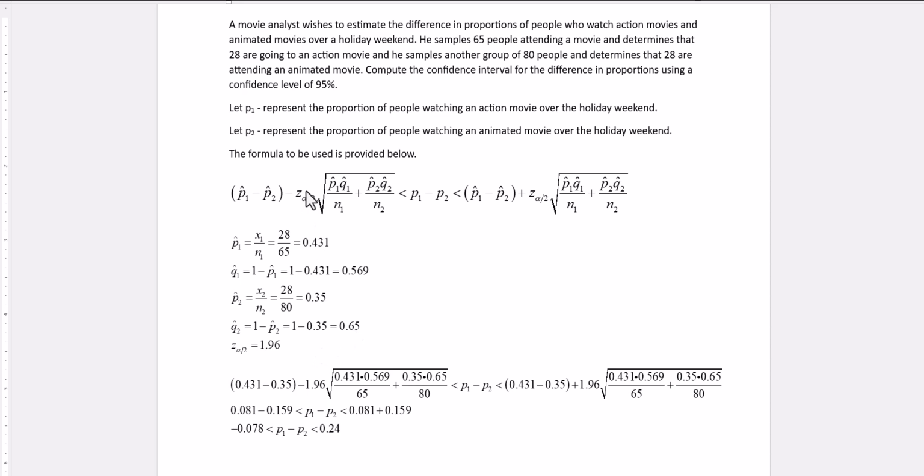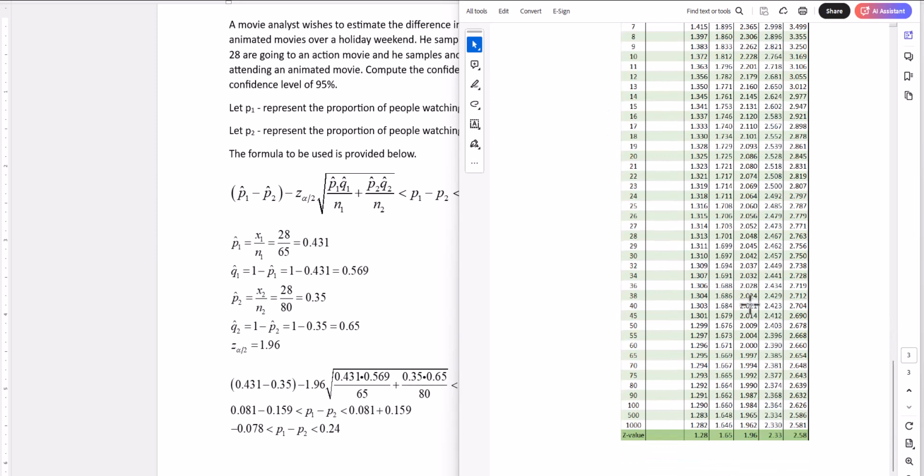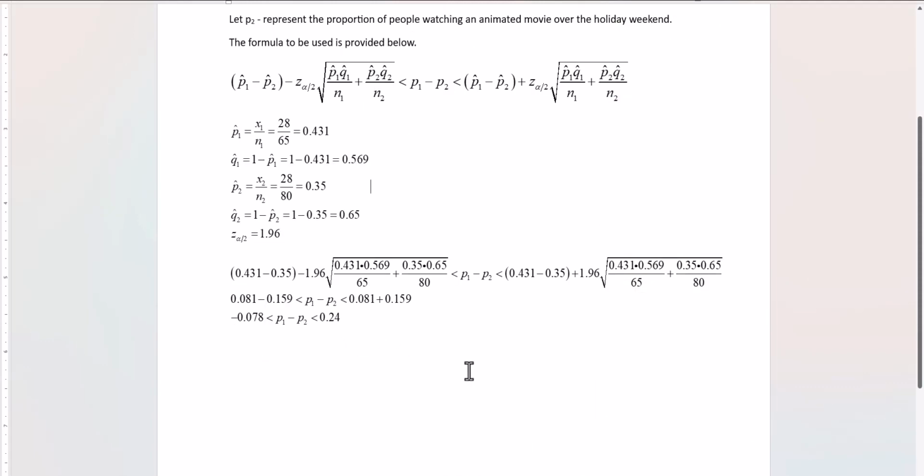We also have to look up the z-value. We can use the following table to do so. So for 95%, we go all the way down. The z-value is 1.96.